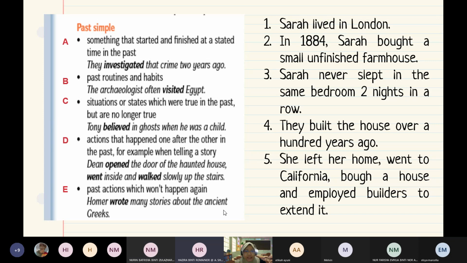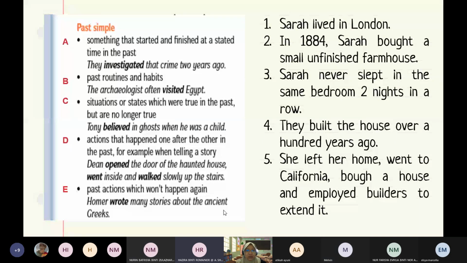Nurin, E, are you sure? A. They did not mention bila. Macam A dekat situ they mention 2 years ago. B, teacher. B. No, that is not a habit. Itu bukan habit dia. Itu bukan past routine dia.